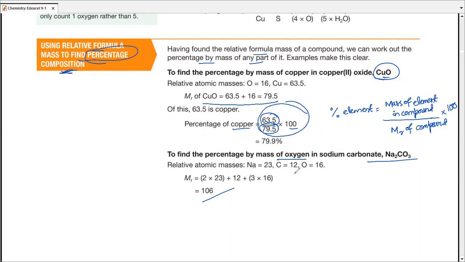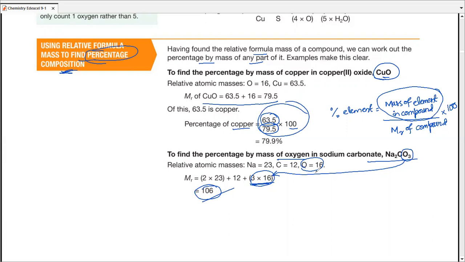Okay. Remember that to find the element mass in a compound, take the whole part of the element. This is O3. This O3 is calculated right over here. So take this part of an element divided by the whole, which is this. You'll get your answer, multiplying it by 100.